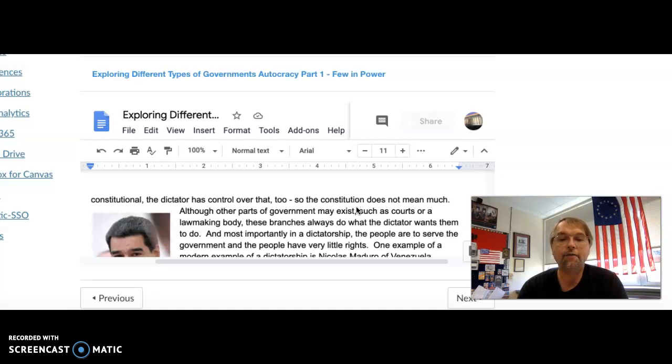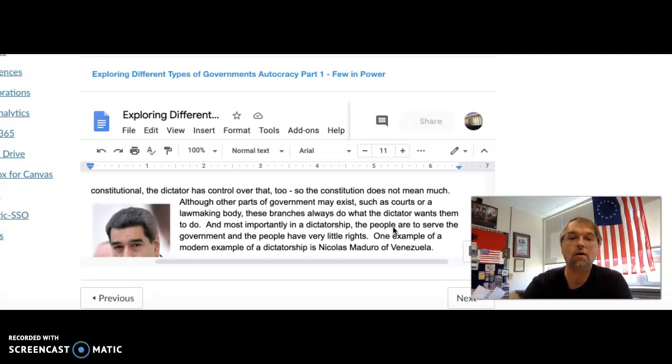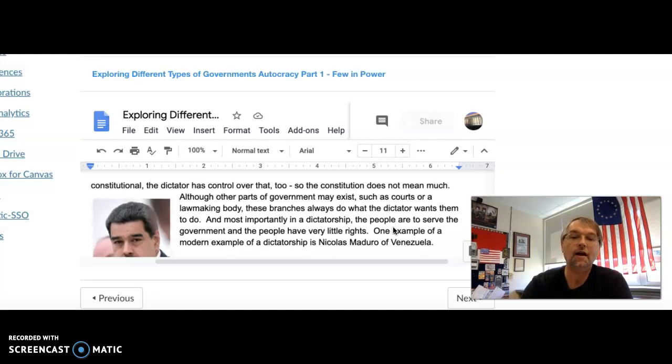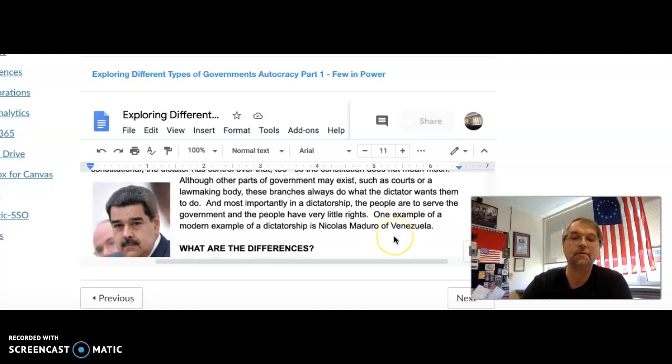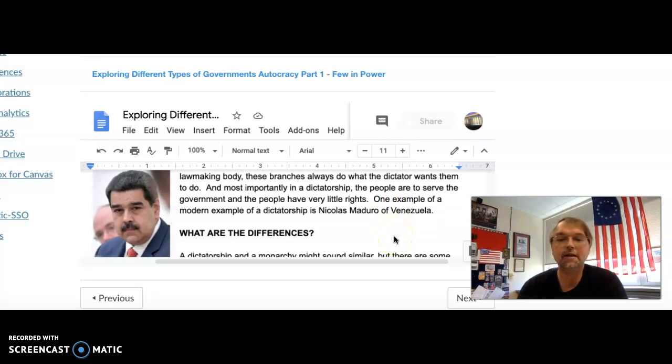Although other parts of government may exist, such as courts or a lawmaking body, these branches always do what the dictator wants them to do. And most importantly, in a dictatorship, the people are to serve the government, and the people have very little rights. A modern example of a dictatorship is Nicolas Maduro of Venezuela.